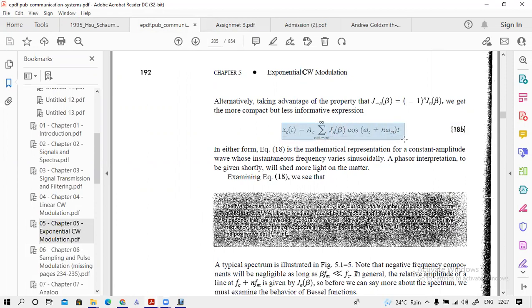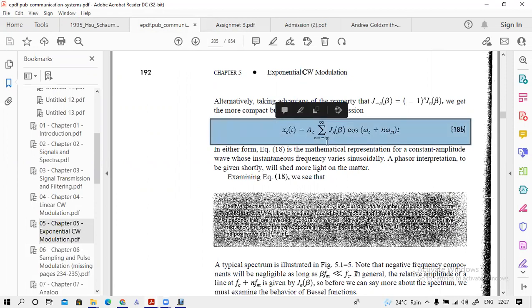I hope this is not a very difficult question, because in our reference book this compact form is already given. This is another representation for the FM modulated signal, the frequency modulated signal. You can see here, instead of a function of the original FM signal, we have a function of a function.